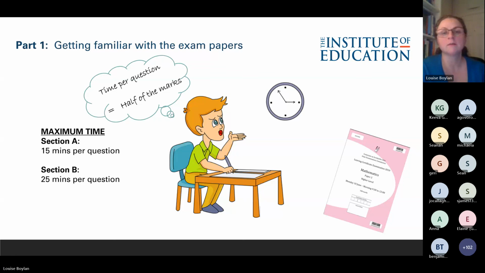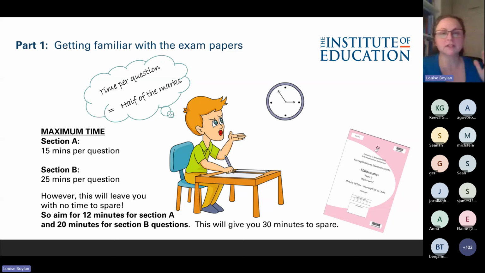But that leaves you with no time to spare. It doesn't leave you any time to look back over, to go to the bathroom, to drink your water. So try to come in under that time. Aim for 12 minutes for section A and 20 minutes for the section B questions. If you stick to that, you've half an hour left over. Then you can go back and try to finish the bits that you've been stressing out about.